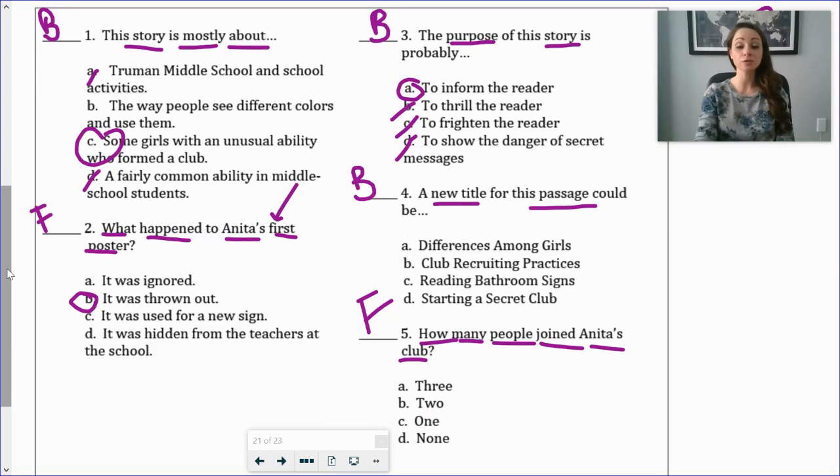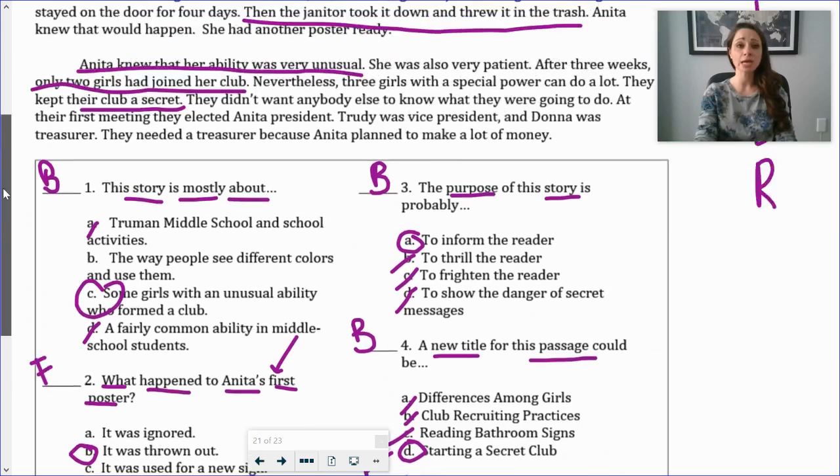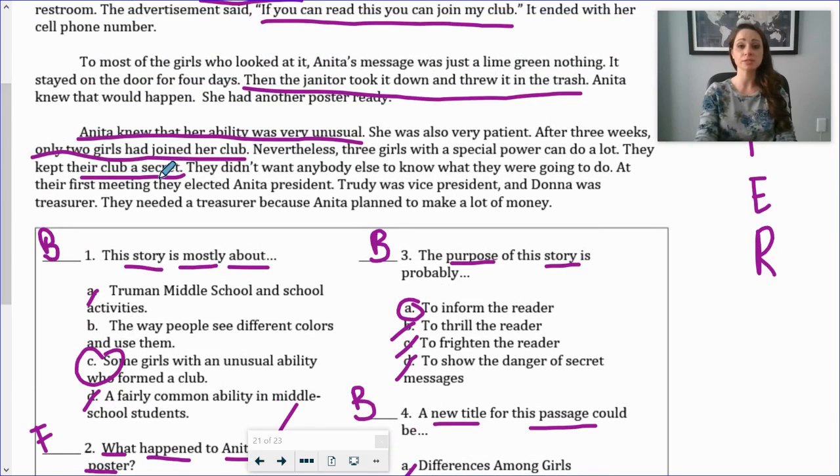Number 4, a new title for this passage could be, so if I think about what this passage was mainly about, what title would I give it? Differences among girls? I don't think so. Club recruiting practices? Well, it didn't talk about different types of clubs and different ways to recruit. It only talked about the one way Anita recruited with her poster. So that's not the answer. C, reading bathroom signs. I mean, it talked about reading bathroom signs, but I wouldn't make that the title. Starting a secret club. Yes, that would definitely be a fitting title. And we know that relates because, again, it talked about club and talked about secrets, and that was very repetitive. Join my club, secret club.